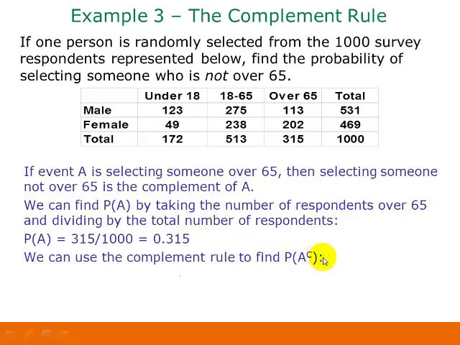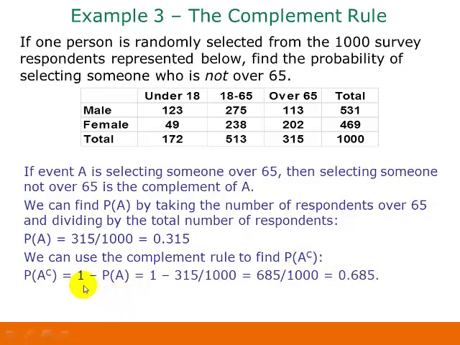So then we can use our complement rule to find the probability of A complement, and that says we just have to take 1 minus the probability of A, so that would be 1 minus 315 over 1,000, which would give us 0.685.